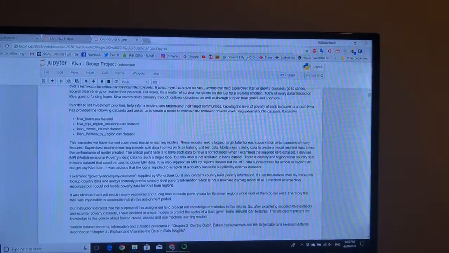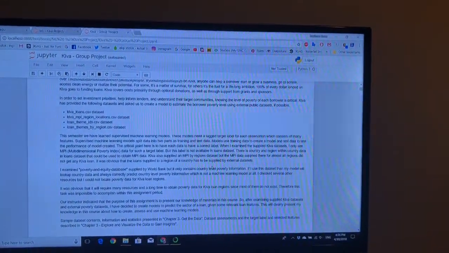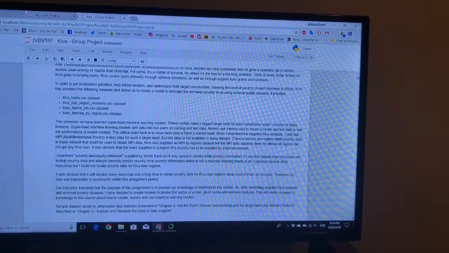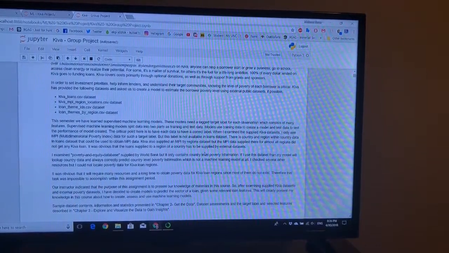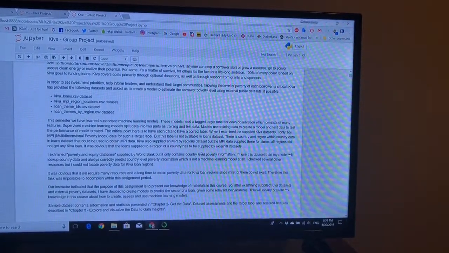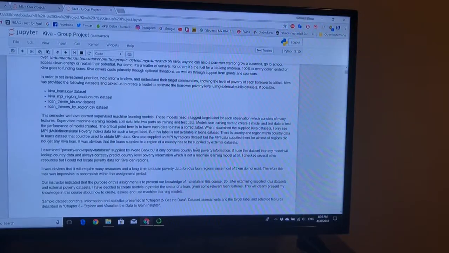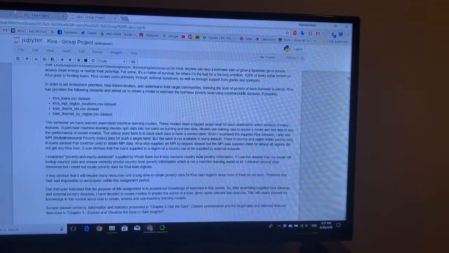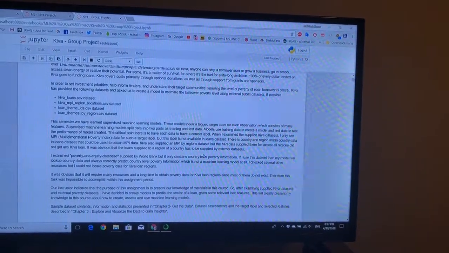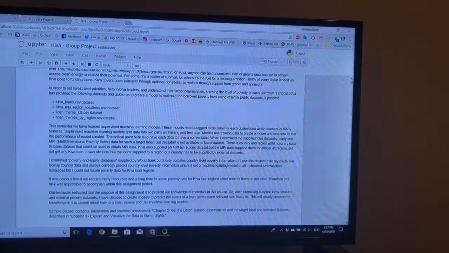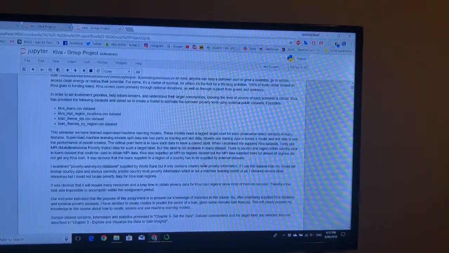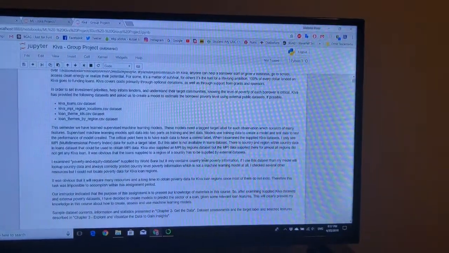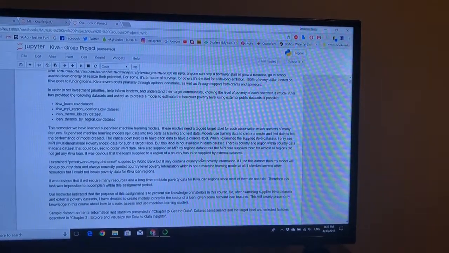supplied by external datasets. I examined the poverty and equity database supplied by the World Bank, but it only contains country-level poverty information. If I use this dataset, then my model will look up country data and always correctly predict country-level poverty information, which is not a machine learning model at all. I checked several other resources, but I could not locate poverty data for Kiva loan regions. It was obvious that it would require many resources and a long time to obtain poverty data for Kiva loan regions, since most of them don't exist. Therefore, this task was impossible to accomplish within this assignment period.